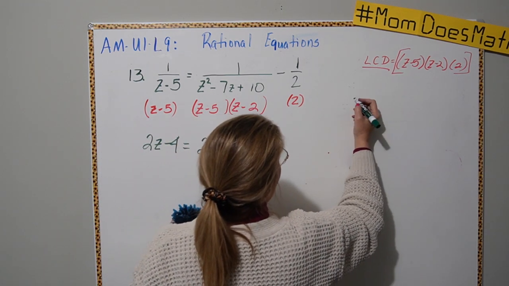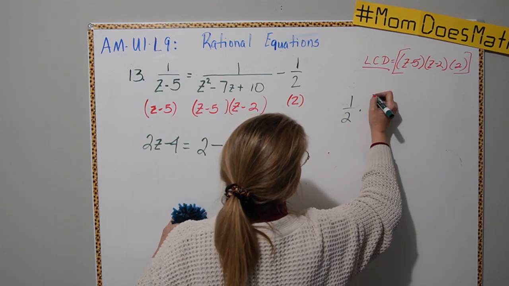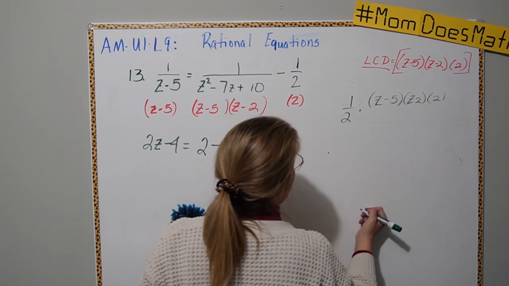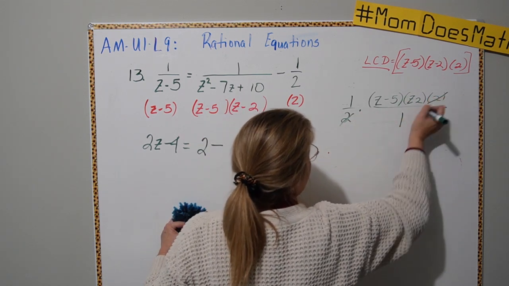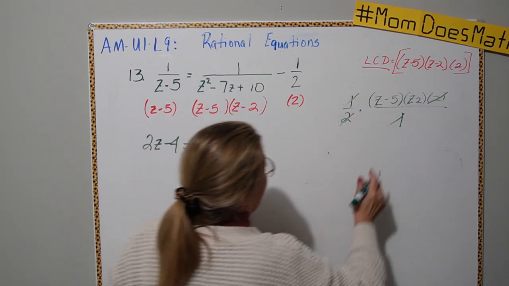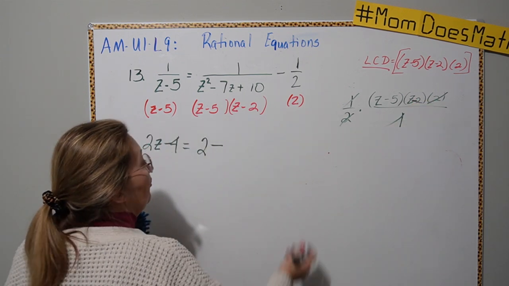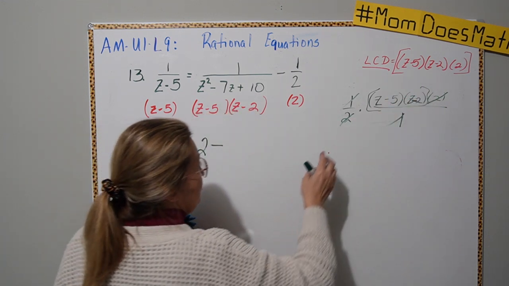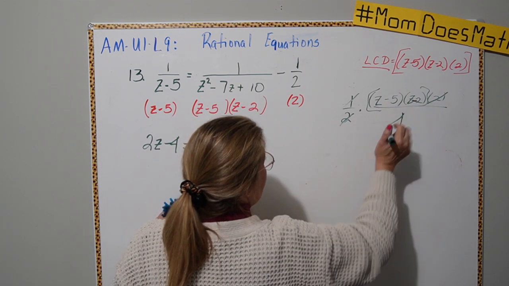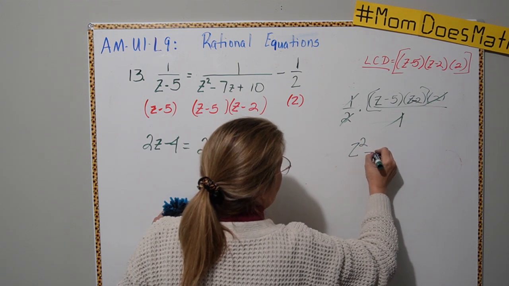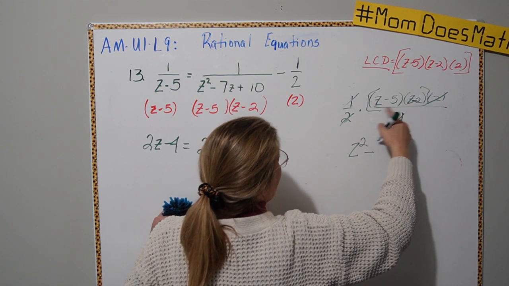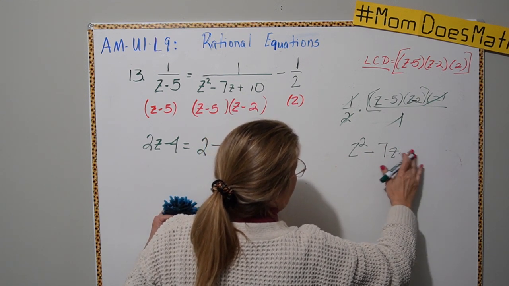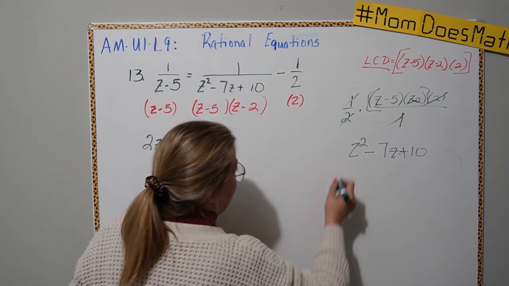All right, now I've got to do the same thing with that 1/2. So I'm going to multiply 1/2 times all of this, z minus 5, z minus 2, and 2. So the 2's cancel, the 1's cancel, and what do I have? And that should have been a minus 2, okay? Now, before I move that over here, let's go ahead and multiply these two things together. So z minus 5 times z minus 2 is going to give you z squared minus 5z minus 2z, which will give you minus 7z. And then negative 2 times negative 5 will give you positive 10, okay?